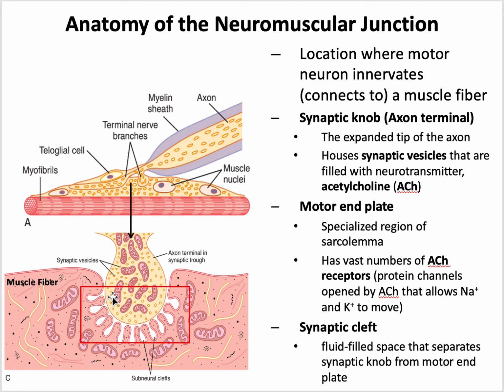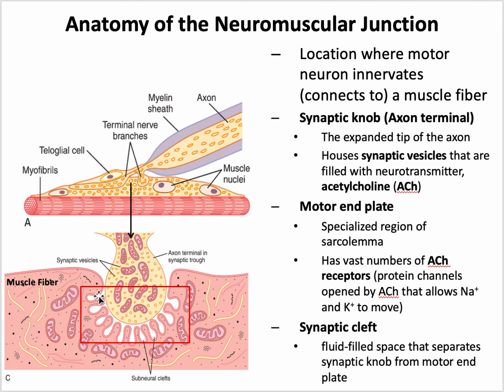All of those folds mean that there's a greater surface area for more acetylcholine receptors to be embedded in that plasma membrane. More acetylcholine receptors means more acetylcholine that can bind, and the greater likelihood that we cause skeletal muscle contraction. So the point of this is to increase surface area for more receptors and more sodium channels as well, and I'll show that on the next slide.